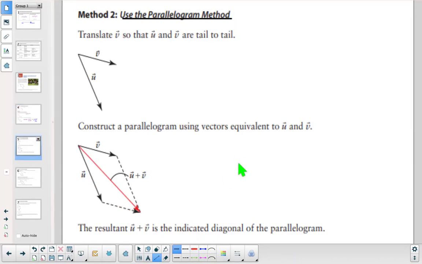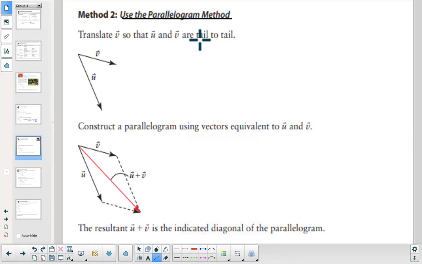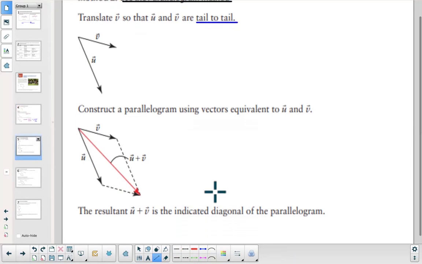and switch the color, we want to always make sure that we are translating our vectors so that they are tail to tail. Both their tails should be touching. Then we're going to construct a parallelogram using vectors that are equivalent to u and v. Our very first application problem, we're going to be copying and transposing vectors that are equivalent.